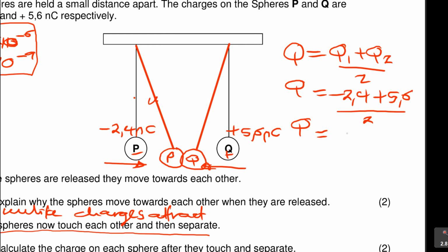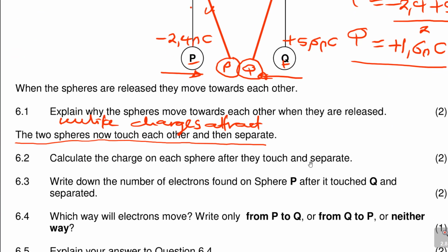So it's positive. See, the answer was positive. So you don't just write 1,6. Of course, it will be nanocoulombs, but they will penalize you because we need to see it intentionally with the charges. You need to indicate. We know that 1,6 is already positive, but indicate to us that positive sign. All right, so it's positive 1,6. That is the answer here when they say calculate the charge on each sphere.